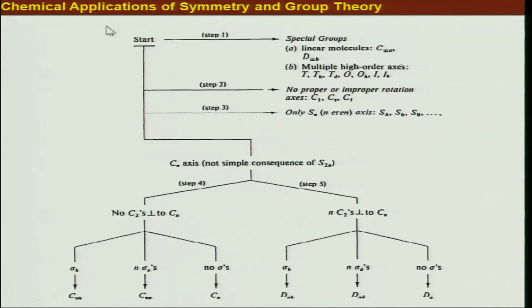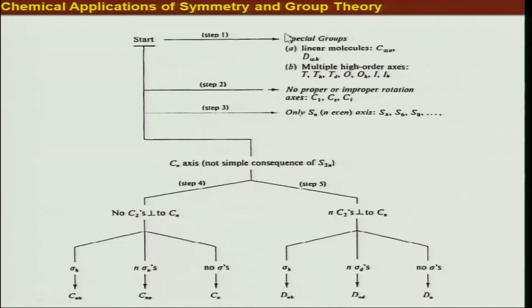On your screen you have a flow chart which summarizes that systematic procedure, how to find out which point group your molecule belongs to. After you have found your molecular structure and figured out all the symmetry operations present for it, you start here. In step 1, you first ask whether this structure belongs to a special group. What do we mean by that? We'll come to that in a very short moment.